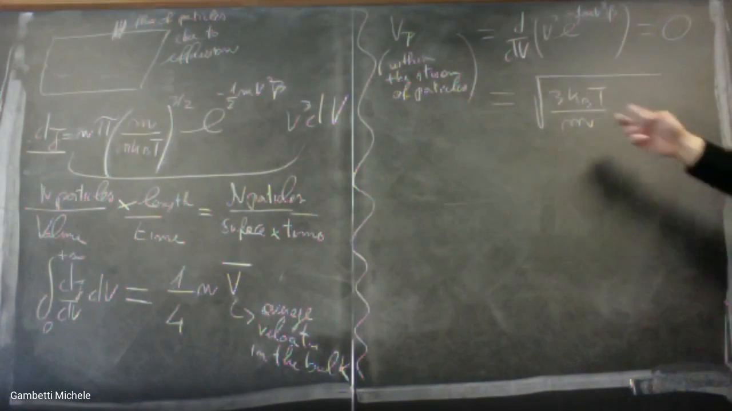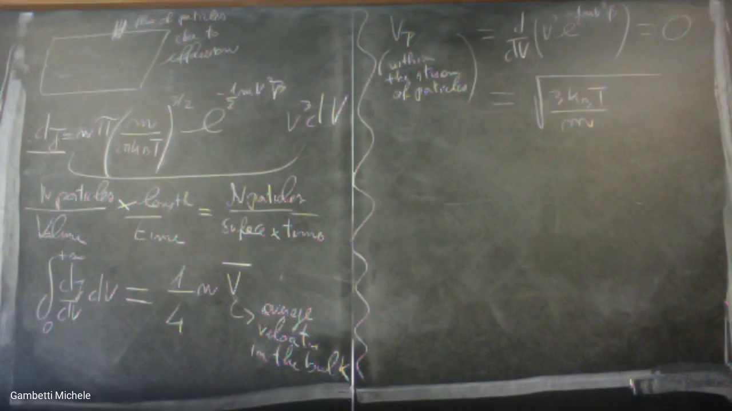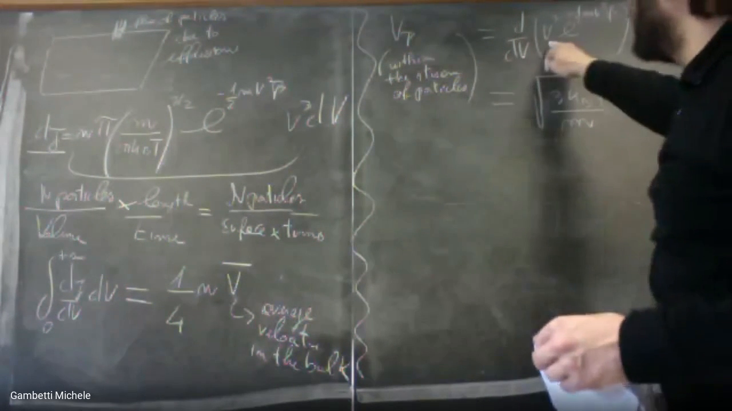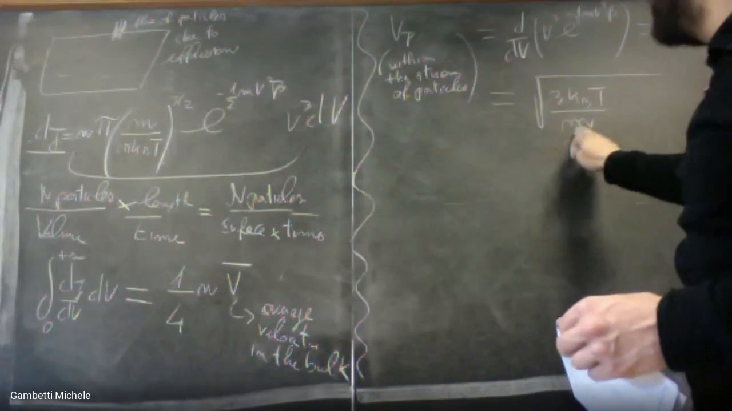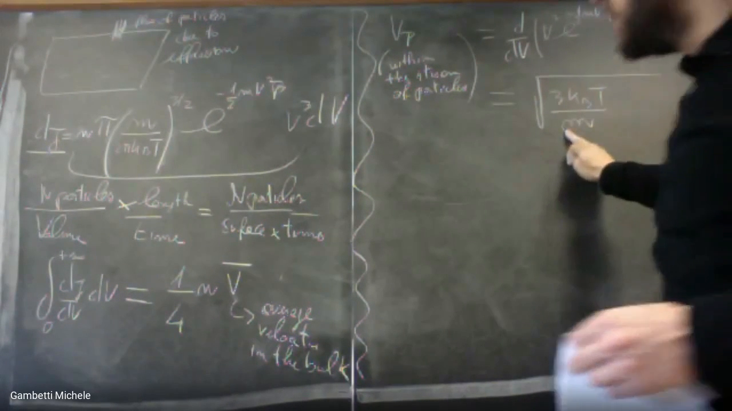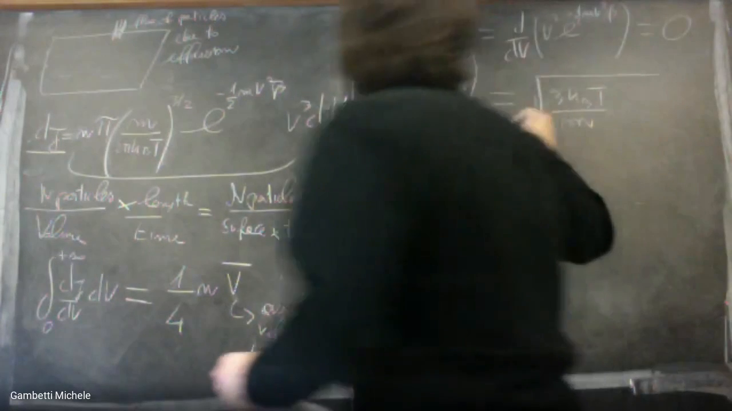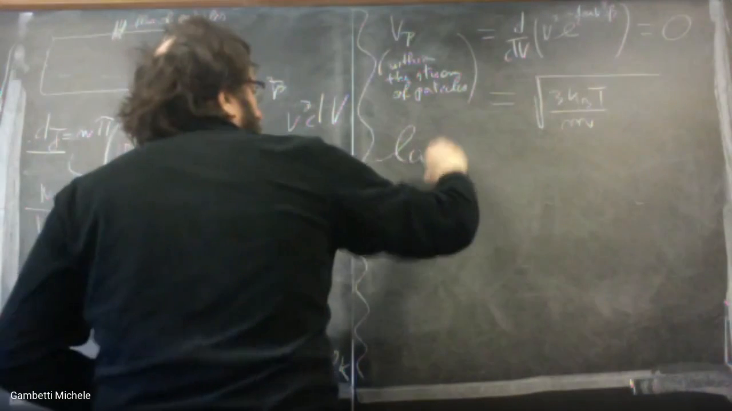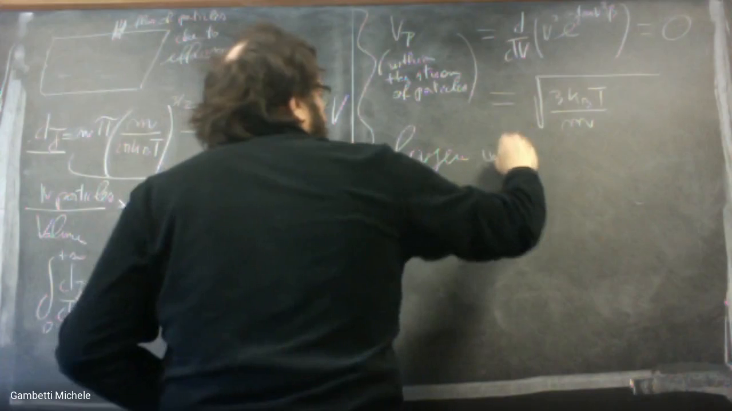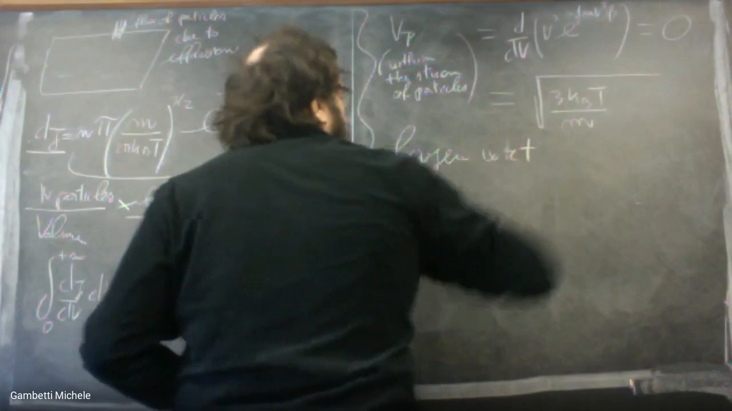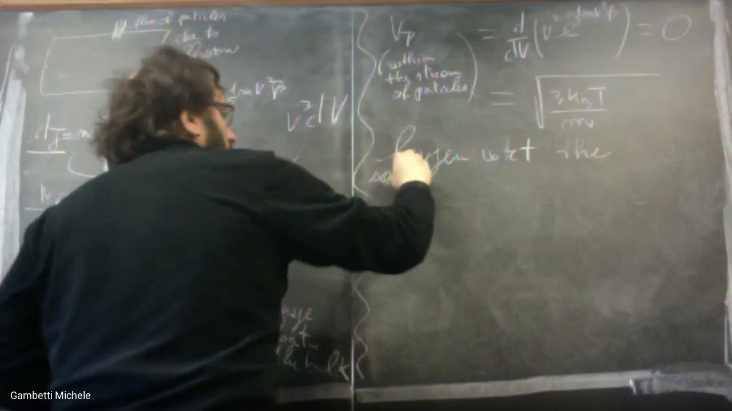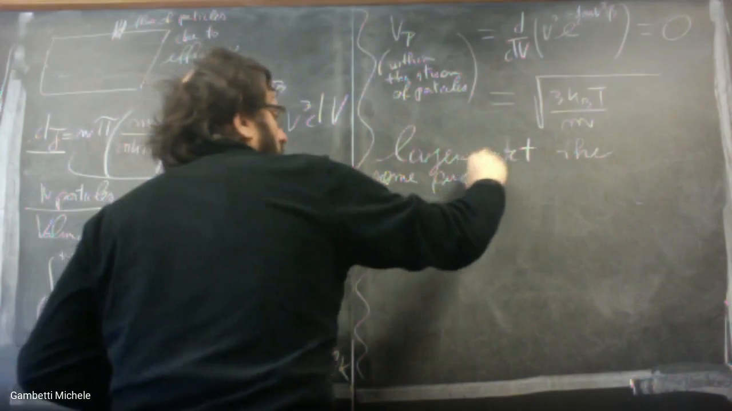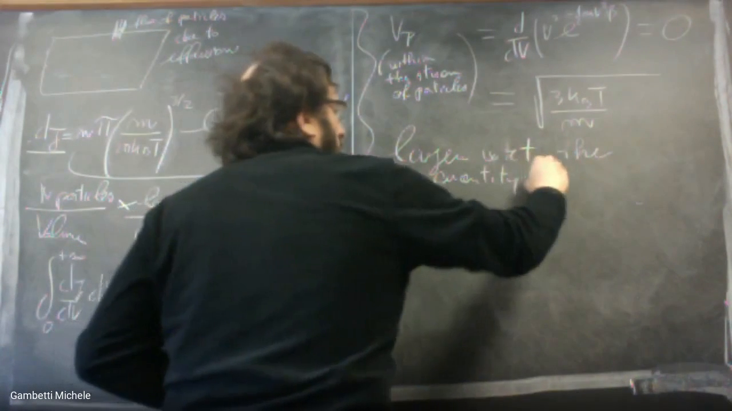Okay. So you see, and of course it's clear already from the beginning, that the most probable value of the velocity in the stream is larger with respect to the same quantity in the bulk.